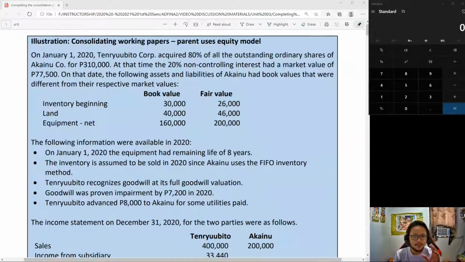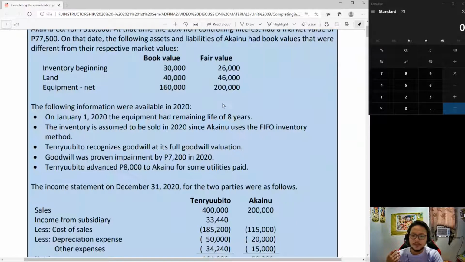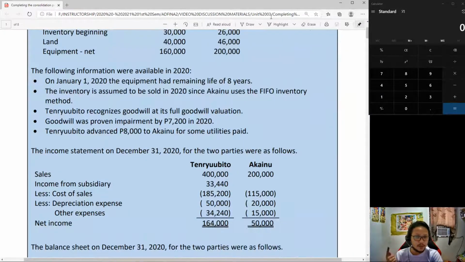Okay, so this is the first part of the problem. The information presented here is going to be useful if you are computing goodwill, if you are computing consolidated net income, and so on. Okay, so proceed tayo. The income statement, which we will be using for consolidation later, is as follows. Income statement ng dalawang company, si Tenry Ubito and si Akainu. Do pause the video again if you'd like to copy this data or do a screenshot if you want to try on your own.